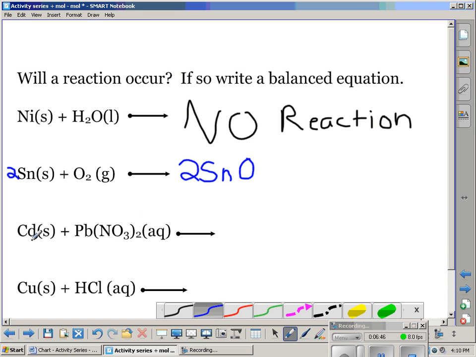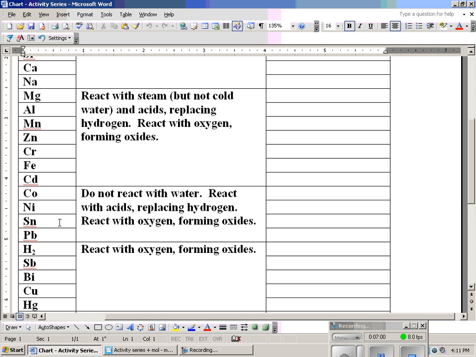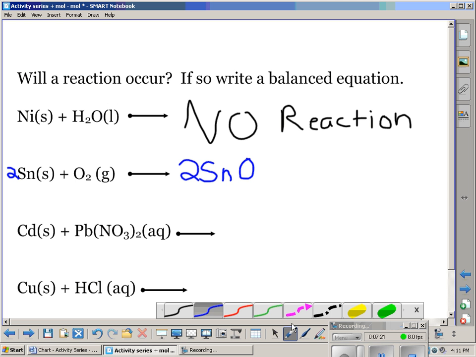We have cadmium, solid, and we have lead nitrate, aqueous. So let's see what happens when we combine cadmium with lead nitrate. Looking at our chart, cadmium. Oh, here it is right here. So we're going to read through this and see if it's going to react with lead nitrate. Reacts with steam, but not cold water, and acids. Lead nitrate is not an acid, replacing hydrogen. Reacts with oxygen, forming oxides. Well, there's nothing there that says it's going to react with lead nitrate. So that means we get no reaction.